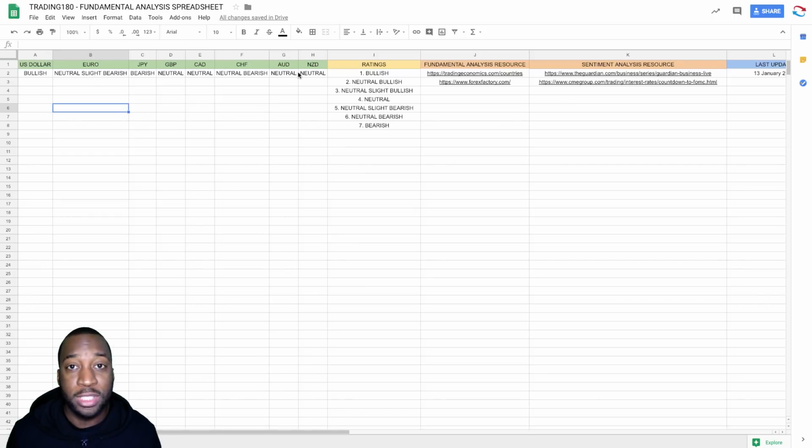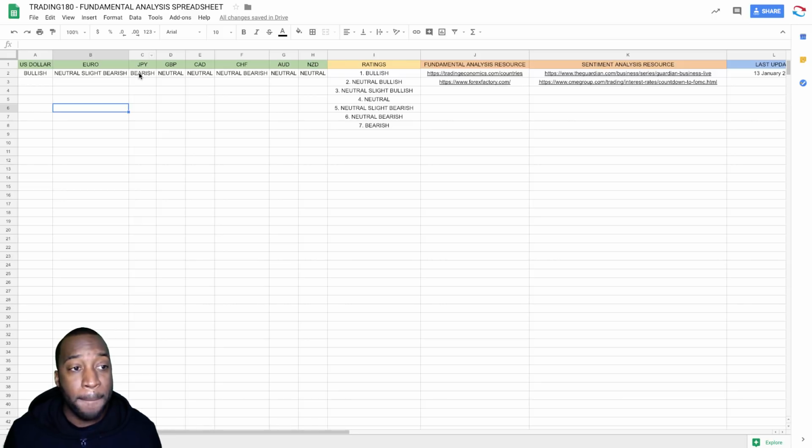It doesn't include risk sentiment, risk on and risk off. It's just my fundamentals based on the data. If I'm bullish on the dollar and bearish on the yen, it means that I can just go and look at the dollar yen and look for demand zones. That's pretty much it. Obviously, this only takes into account fundamentals.